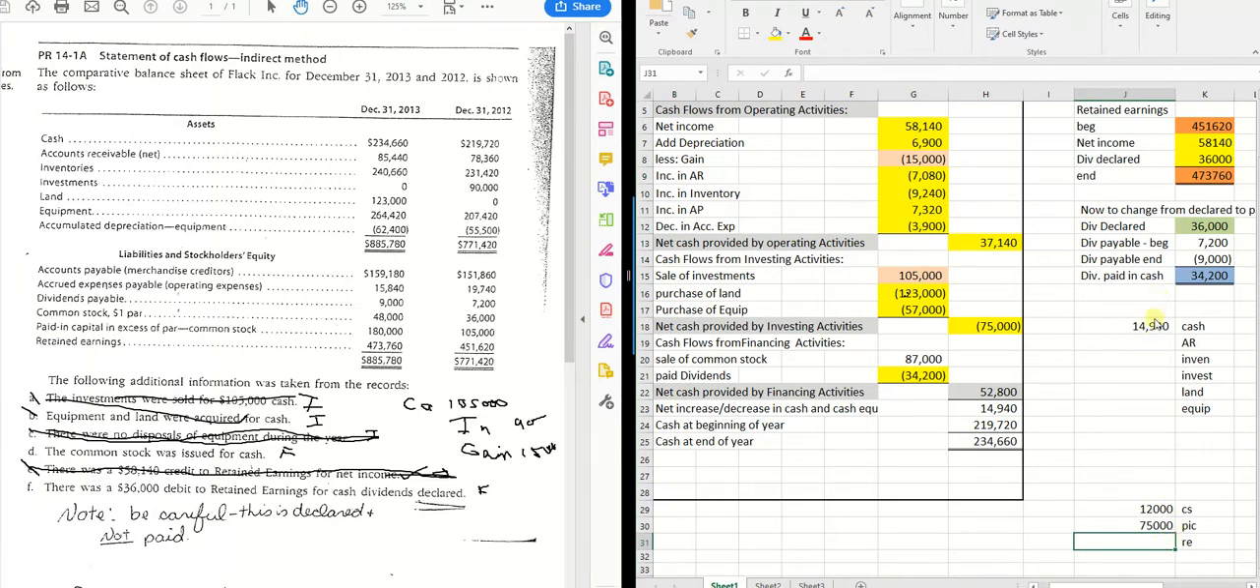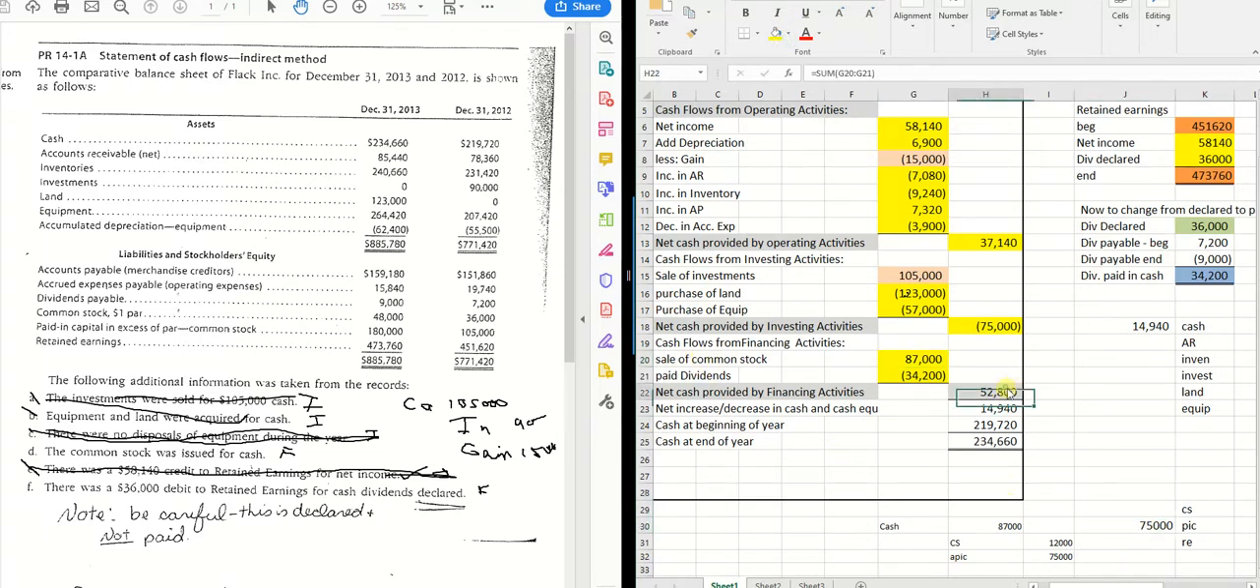So the only things I have left are cash, common stock, and paid-in capital. When I sell common stock, I debit cash for the amount, and I credit common stock for par value and additional paid-in capital for the amount. So this changed by 12,000, this changed by 75,000, so I can back into the cash, which is a change in both of those. So notice it's 87,000. Right there, I've put sale of common stock, and I've accounted for both of those changes.